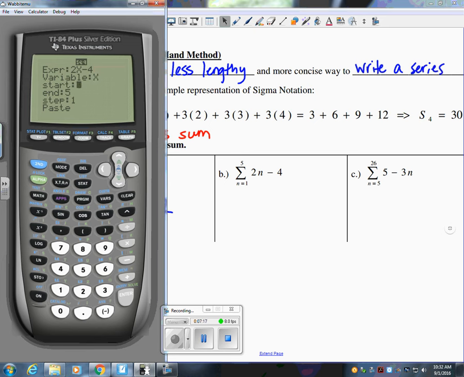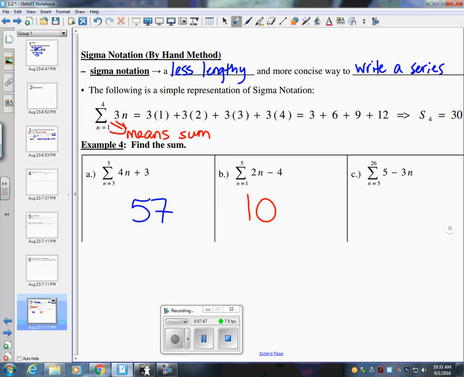What do you think this one's starting at? 1. It's the bottom number. It's starting at 1. Then a comma, if your calculator's different. Then what? 5. And then you always end with a 1, so comma 1 at the end. Okay? So that's what it should look like if your calculator looks like this. 2x minus 4, comma x, comma 1, comma 5, comma 1. And you get 10. Okay?